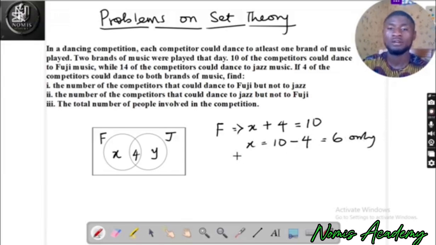Now let's find the value of y. While 14 of the competitors could dance to jazz music, 14 of the people, so I will say y, that is for J.